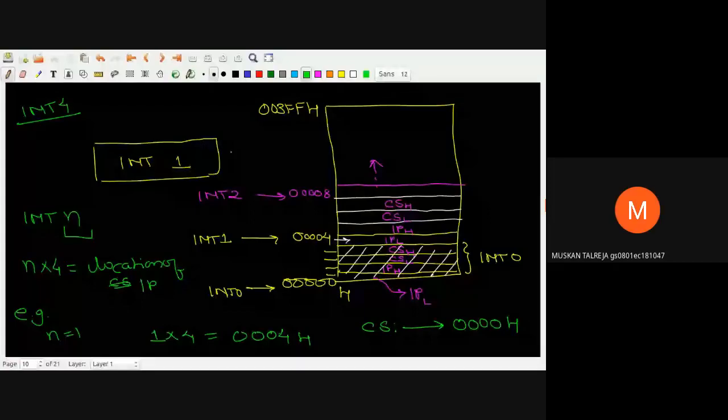Sir, 0000. Remember that. INT4. Just check it once. Yes, again, sir. Because 8 is covered by this. 0010.